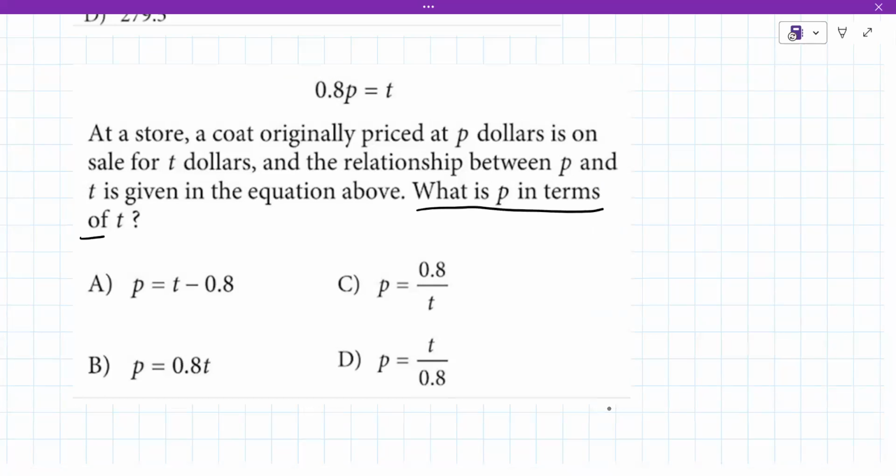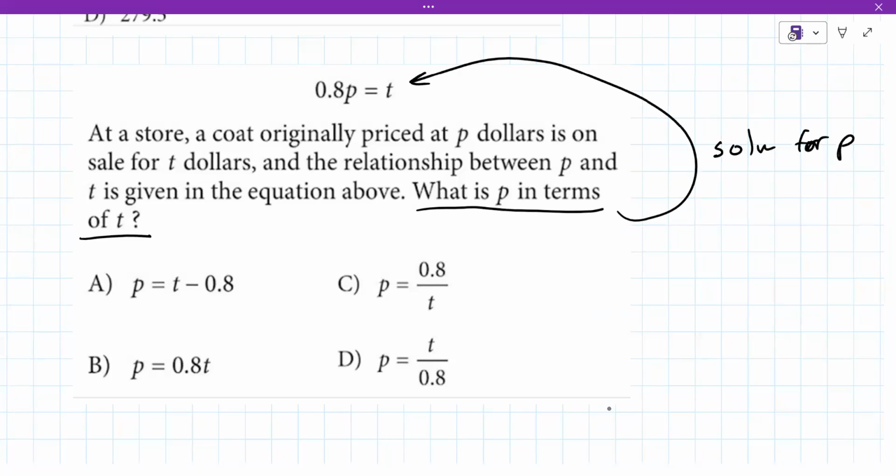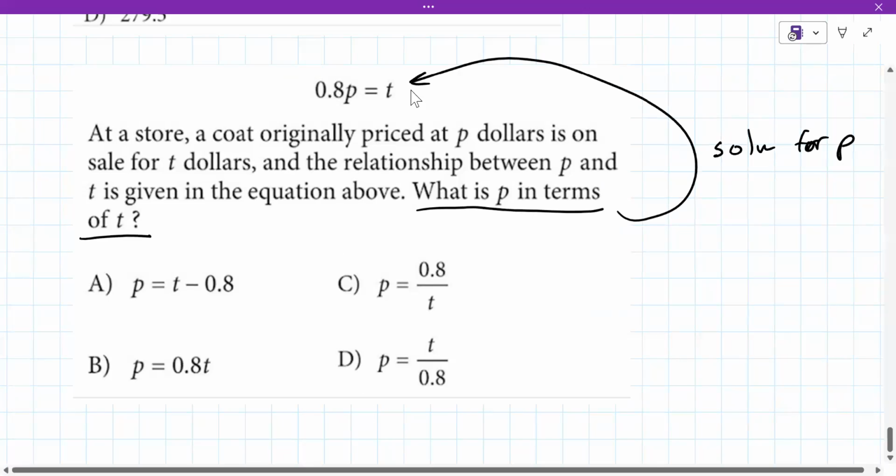What is P in terms of T? Oh, there's an equation again. Oh, all right. Solve for P. Now you may not know how to do that, but you at least say, okay, I don't need to read all this other stuff. I don't care that a coat originally priced at $P is on sale for $T. All of that is distracting. You don't want to be distracted by the information.